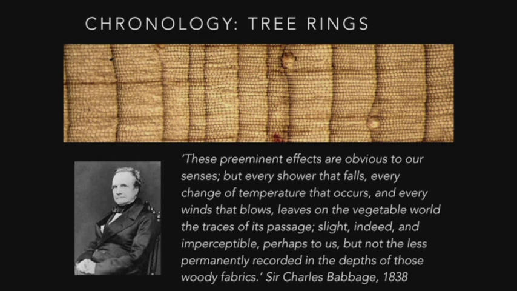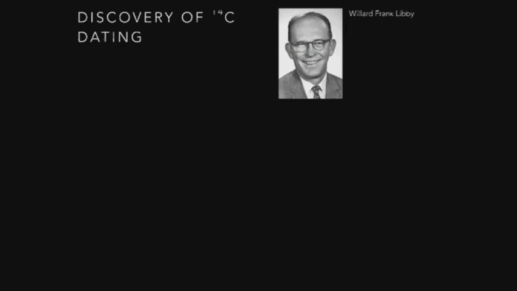But he was also fascinated by the idea of chronology. These guys were interested in everything. And he spotted the idea that you could use tree rings as a way of getting climate and chronology. And there's this lovely piece from an article he wrote in 1838. "These preeminent effects are obvious to our senses, but every shower that falls, every change of temperature that occurs, and every wind that blows leaves on the vegetable world the traces of its passage, slight indeed and imperceptible perhaps to us, but not the less permanently recorded in the depths of those woody fabrics." So here he's talking about mid-19th century. Incredible concepts. It took a lot longer for us to actually build on the ideas of Babbage, but we're there.